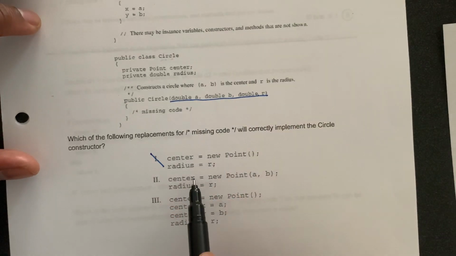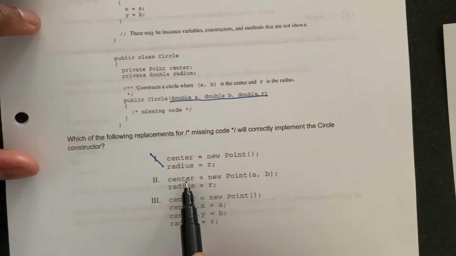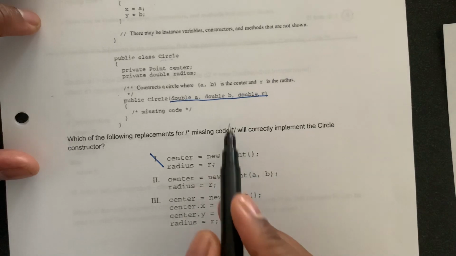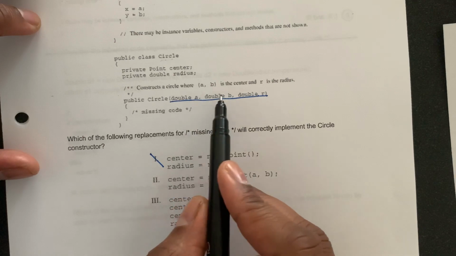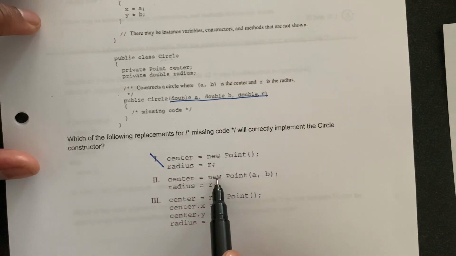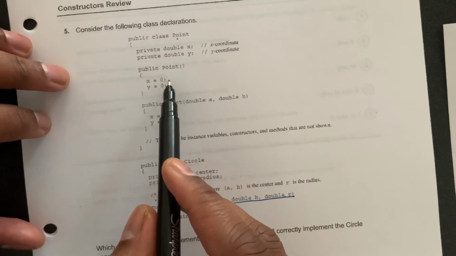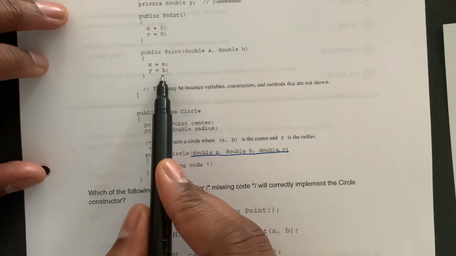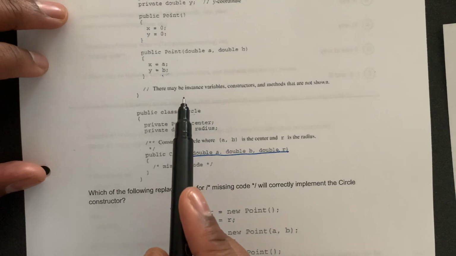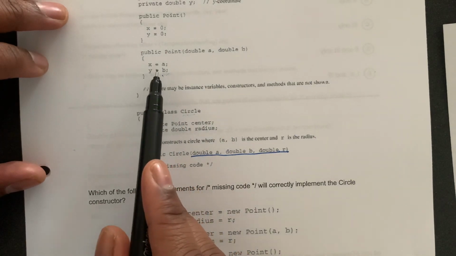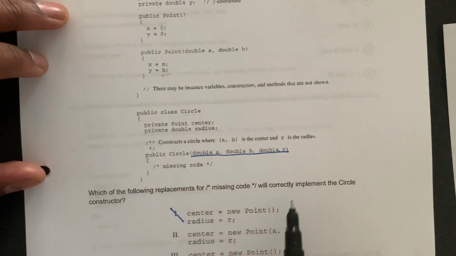For 2, if we declare inside the constructor center needs to equal new Point(a, b), well, that's going to work because we have a double a and a double b, and that's going to set these values based upon what happens right here. So when we declare center equals new Point(a, b), then that's going to jump down to this constructor and set x equals a and y equals b.